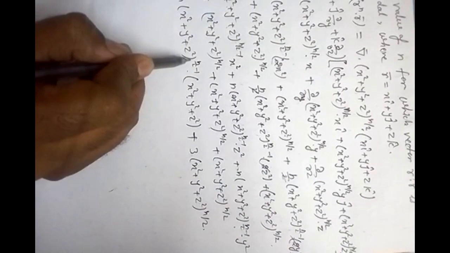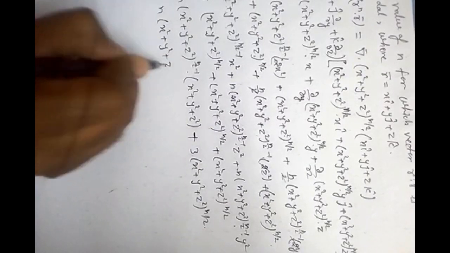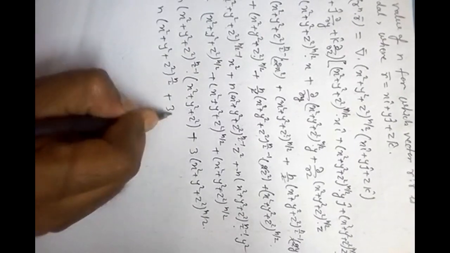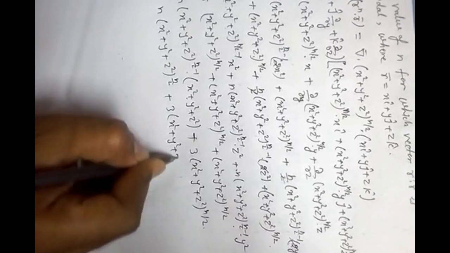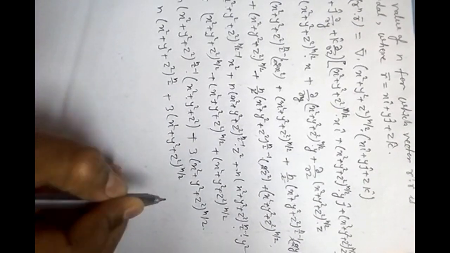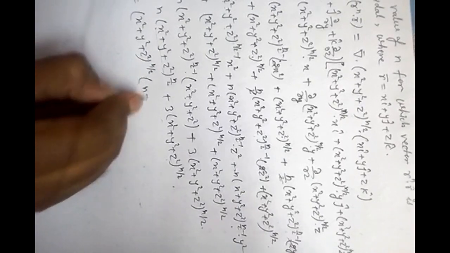Okay, this term will be added in this term, then we get (x² + y² + z²)^(n/2) plus 3 times (x² + y² + z²)^(n/2). Okay, and now taking this term as common, (x² + y² + z²)^(n/2), then we get n plus 3.